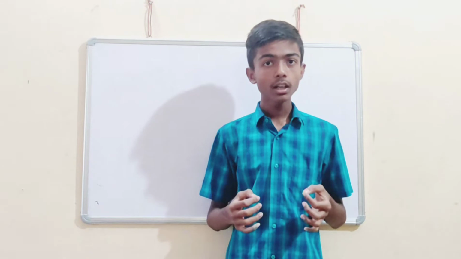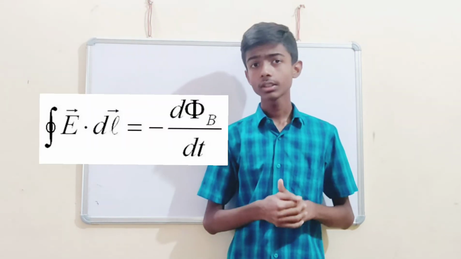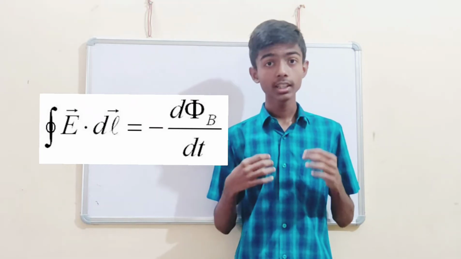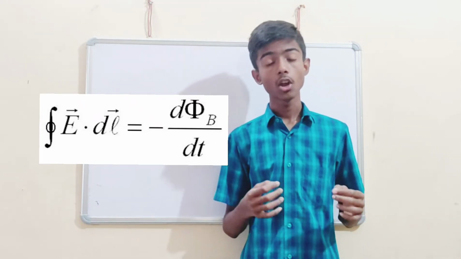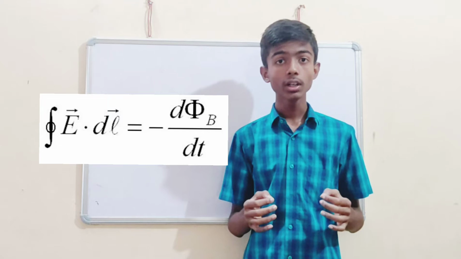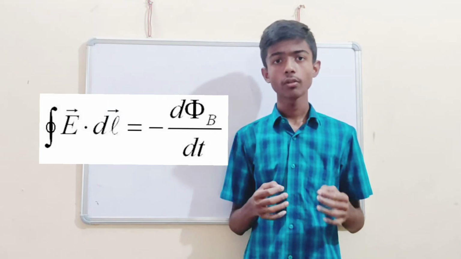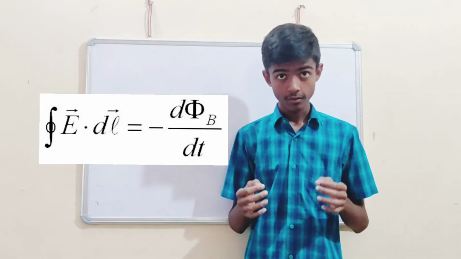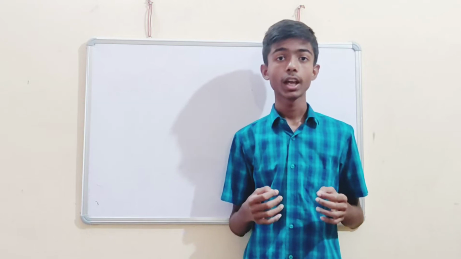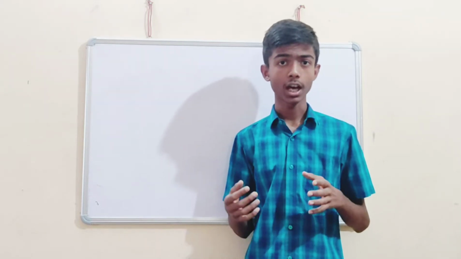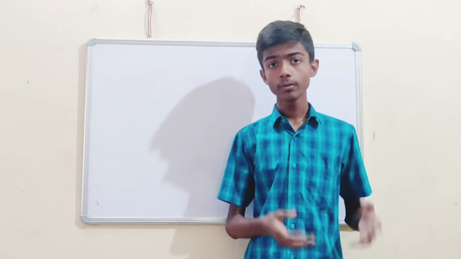Now, in its integral form, Faraday's equation looks something like this. This tells us that the line integral of the electric field along a closed path is equal to negative the rate of change of magnetic flux with respect to time. So, if we have a changing magnetic flux, we will have an electric field.